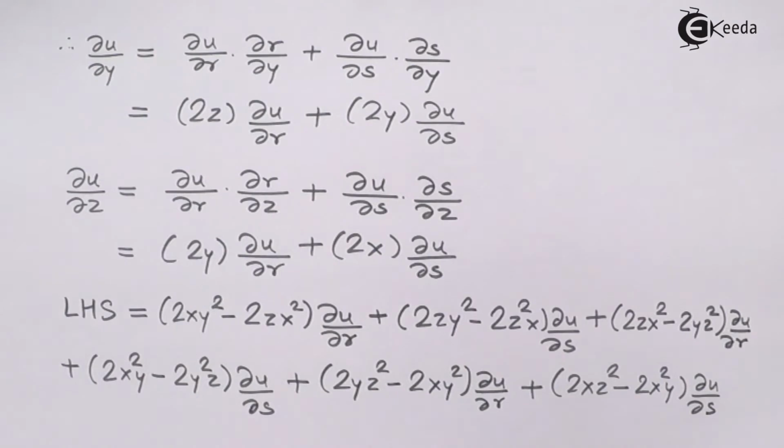So now guys, we got the LHS. Now let's take the similar terms together. Here you can observe that we have three terms of del u by del r. So I'll take these three terms together, and take del u by del r common from these three terms. Similarly, from remaining three terms, I'll take del u by del s common. So let's see what we get.